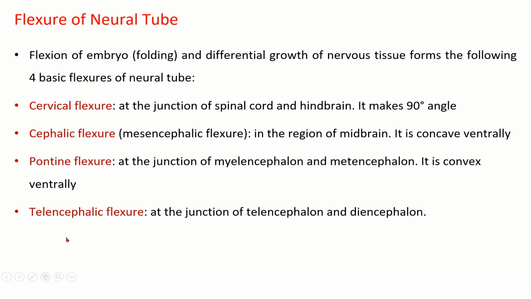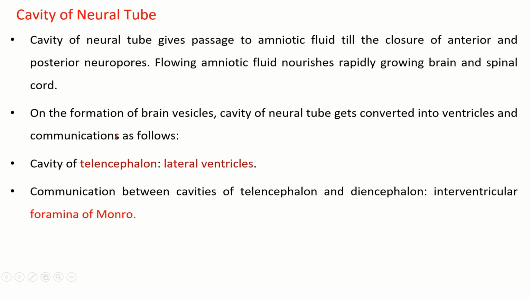So there are four flexures, as I've shown earlier: the cervical flexure, at the junction of spinal cord and hindbrain; the cephalic flexure at the mesencephalon; the pontine flexure separating myelencephalon and metencephalon; and the telencephalic flexure separating telencephalon and diencephalon. Then you can see the cavity of the neural tube gives passage to amniotic fluid till the closure of the anterior and posterior neuropores. So flowing amniotic fluid nourishes the rapidly growing brain and spinal cord.